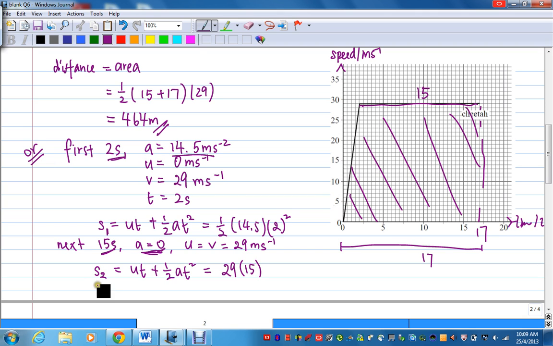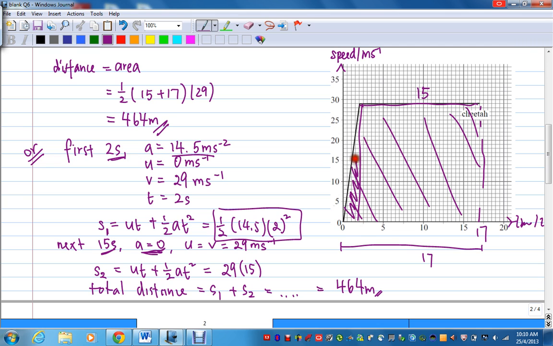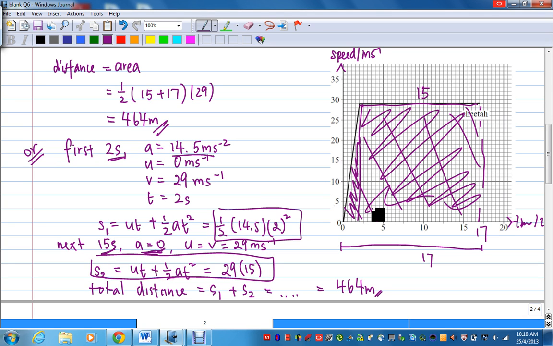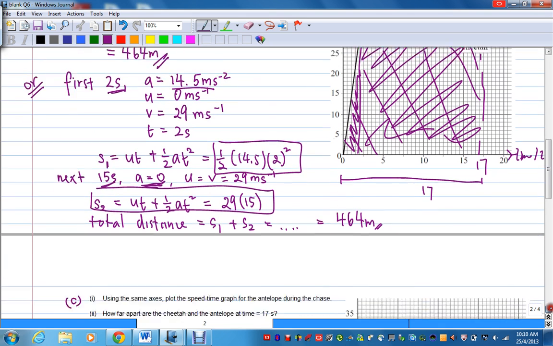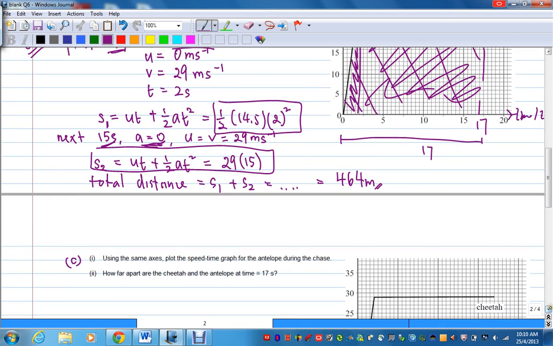So to find the total distance traveled by the cheetah, I will have to take S1 plus S2. The first 2 seconds plus the distance in the next 15 seconds. And that will also give me, if you work that out, 464 meters. If you notice, the first 2 seconds is actually the area of the triangle here, and the next 15 seconds, this one here, is actually the area of a rectangle. So whichever method you use, you should end up with the same answer.